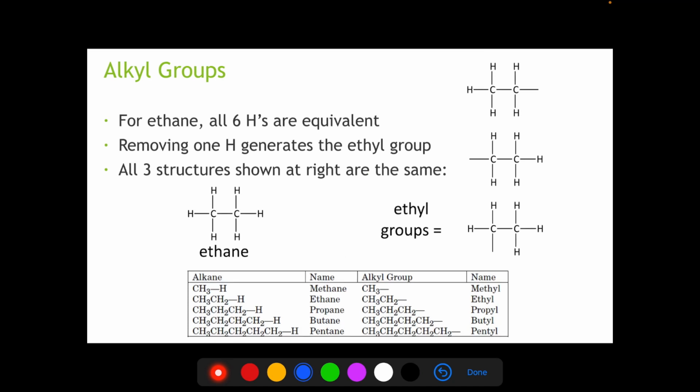For these alkyl groups, for ethane, you can see here that all 6 of the hydrogens are equivalent. So you can remove any one of those hydrogens, and these all count as the same ethyl group. You can think about conformers and isomers like we were talking about. These are all exactly the same. When you start moving up past ethane to propyl, butyl, and pentyl, now you're going to have to look and see where things are attached.